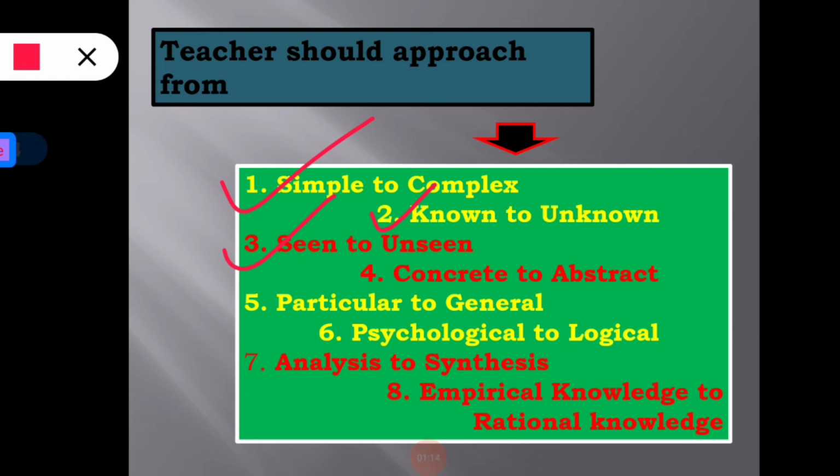Okay, because students understand the simple, known things easily. So now going to the fourth point, that is concrete to abstract. The teacher should explain the established facts first and then move on to the abstract thing. So the teaching process should proceed from the concrete to abstract facts.